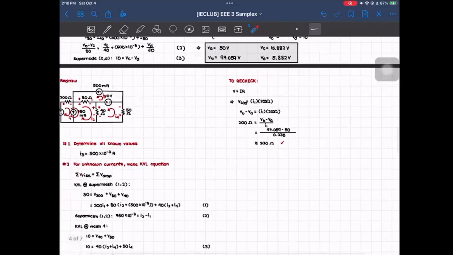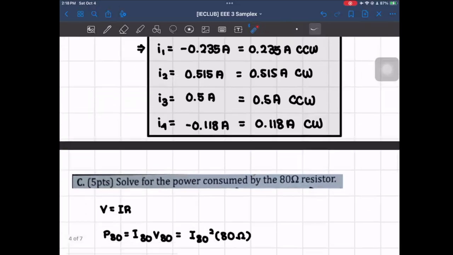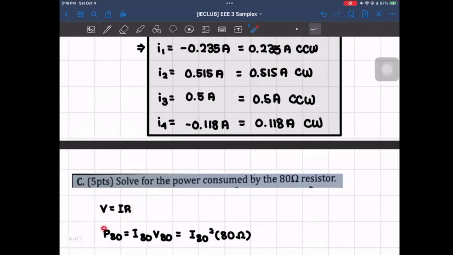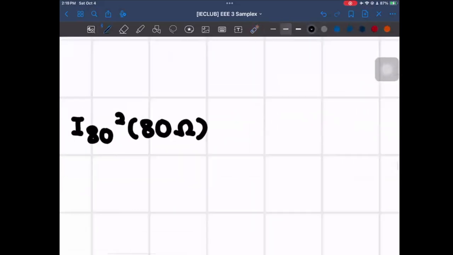Then next, for this third question, it's to solve the power consumed by the 80 ohms resistor. With that, there are two equations that we need: V is equal to IR and P is equal to IV. So for the power at the 80 ohms, it will be P80 is equal to I80 times V80. And to make it a bit easier for us, we could change V80 into IR. So that's going to be I80 squared times 80 ohms.